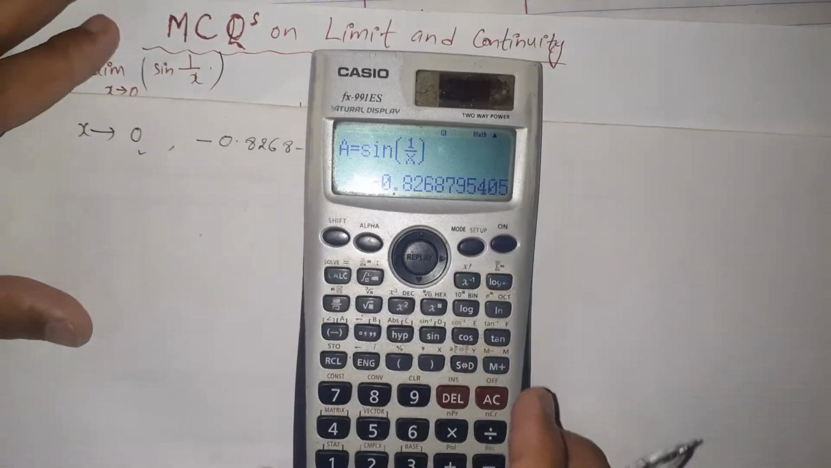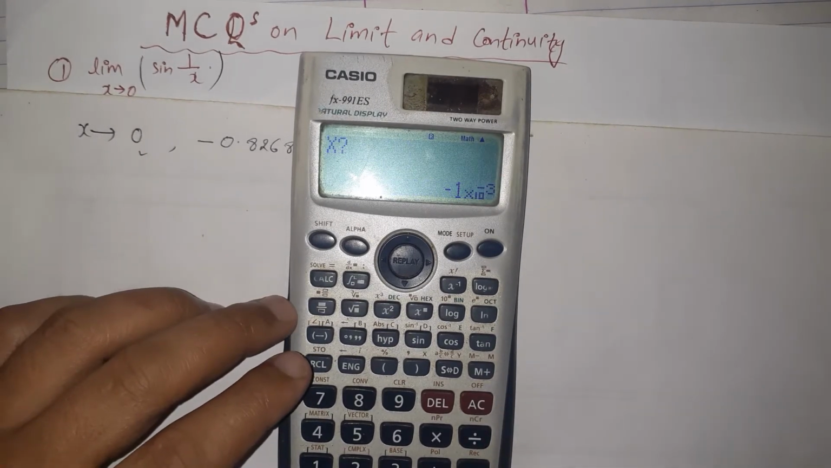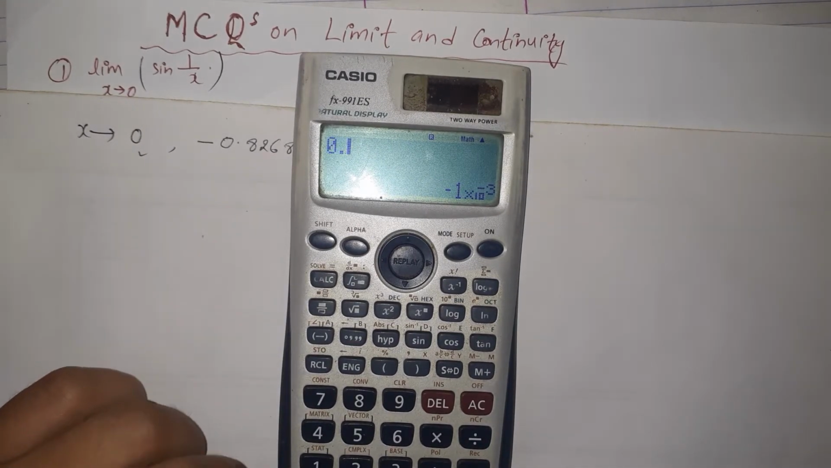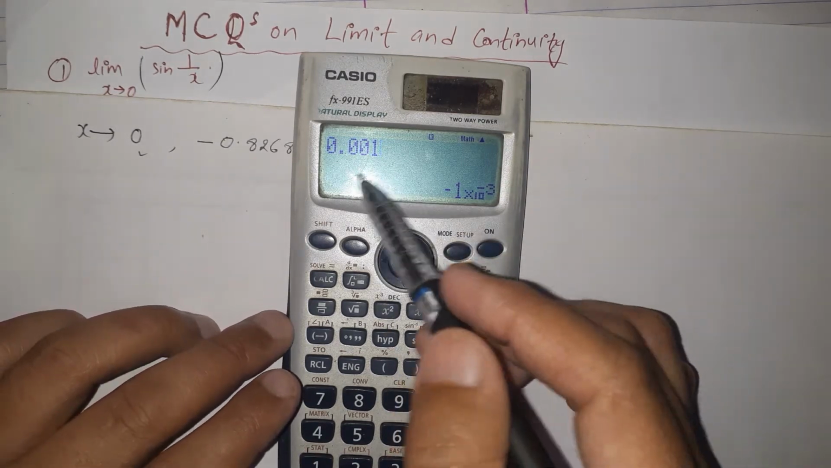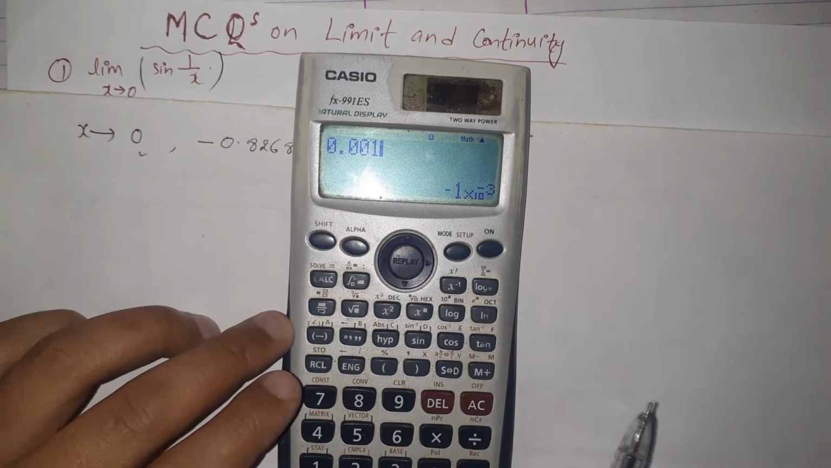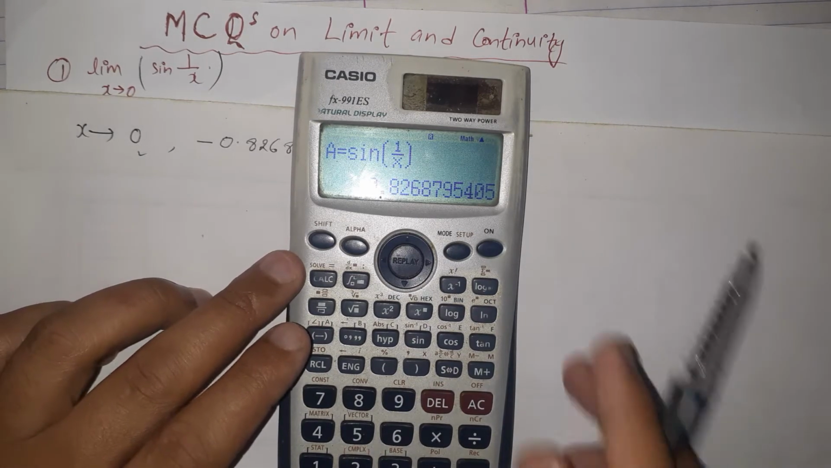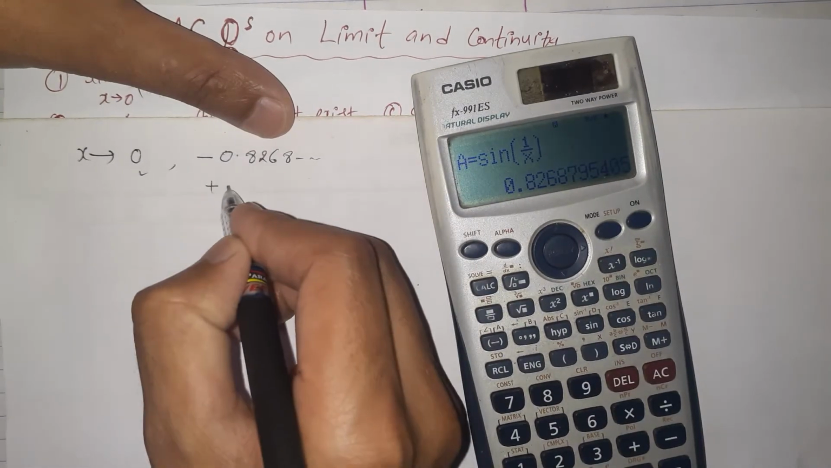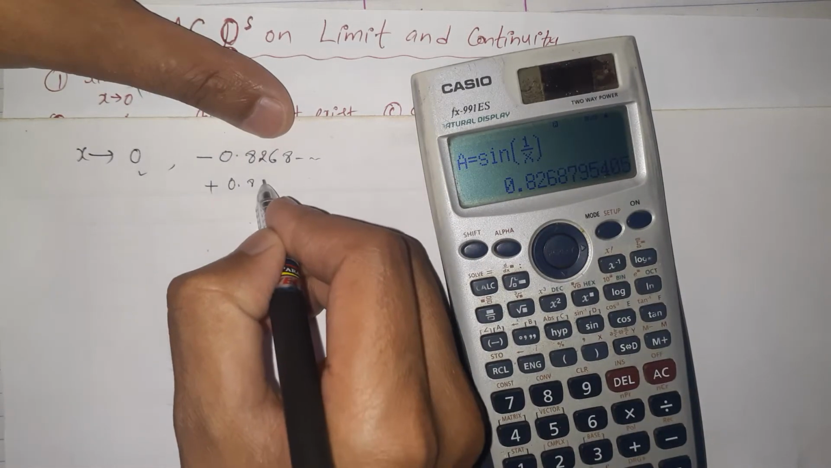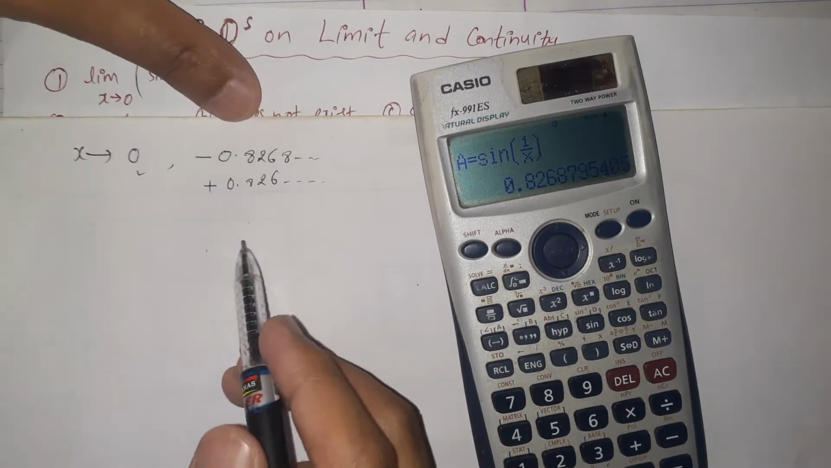Similarly, we can approach this 0 from the right hand side. Let's give 0.001. 0.001 means approaching 0 from the right hand side, and we add this input. Let's calculate the value, equals to. It gives a positive value, positive 0.826 and so on.